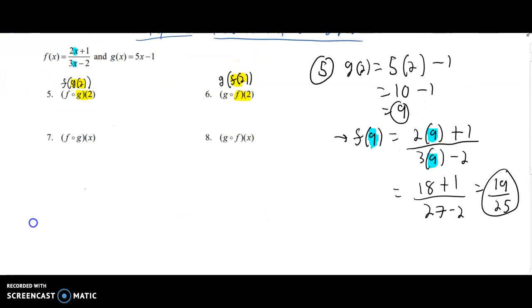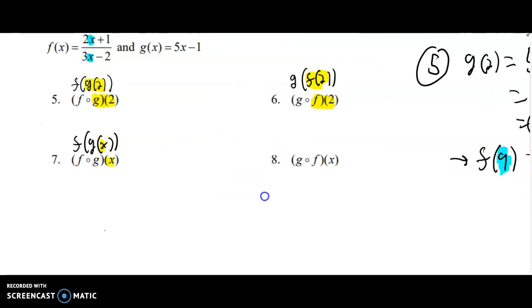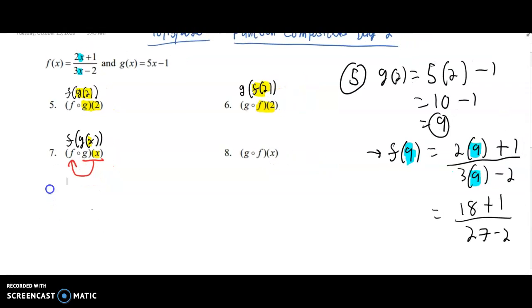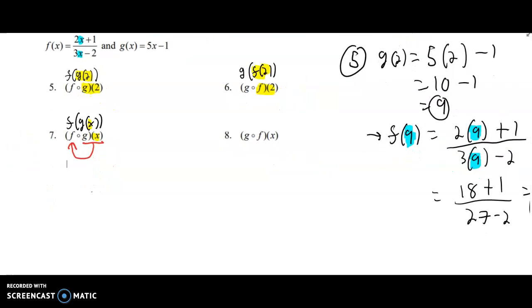Alright, let's look at these next ones. So, let's rewrite it as f of g of x. Notice how we're not plugging in a number here. We're plugging in a function into another function. And in this case, we want to plug g into f because g is the inner function. So wherever I see an x on f, I'm going to plug in g.